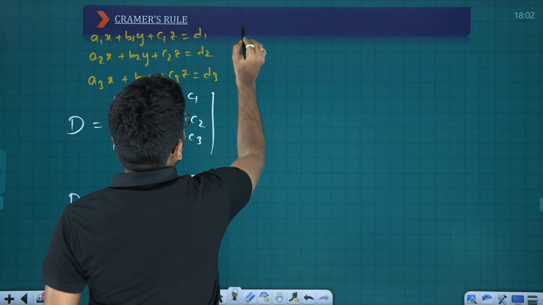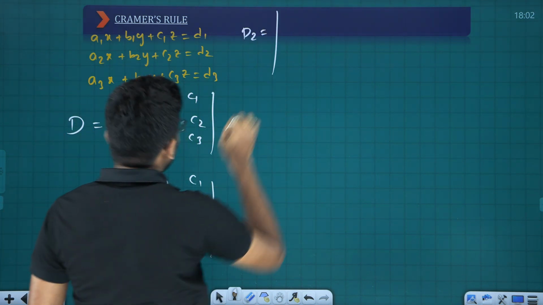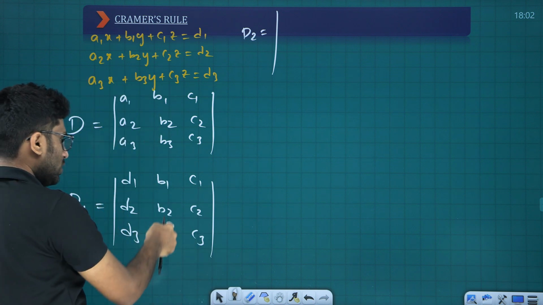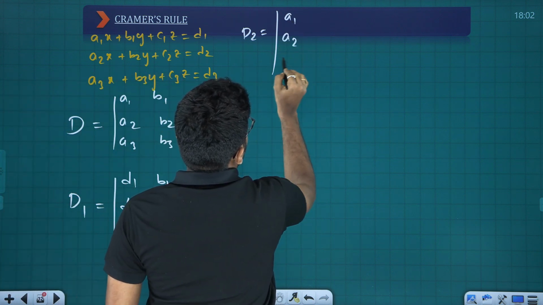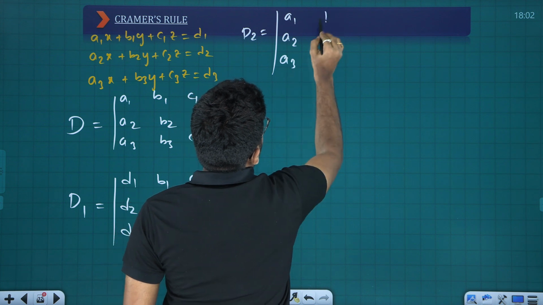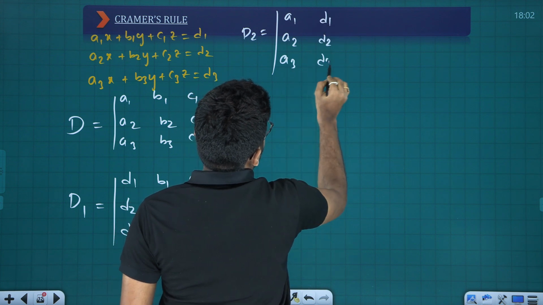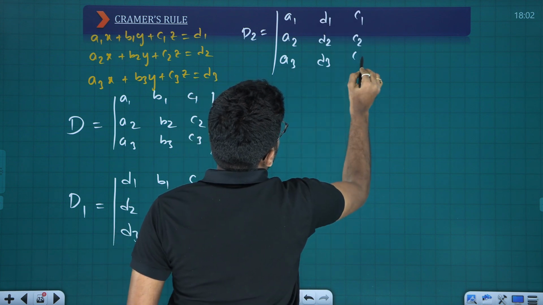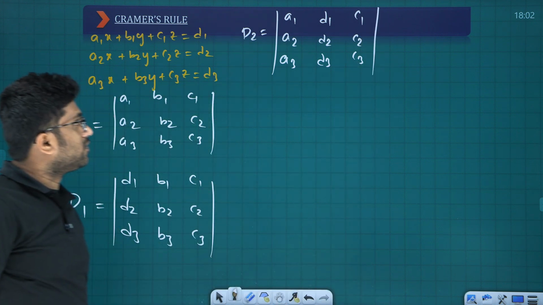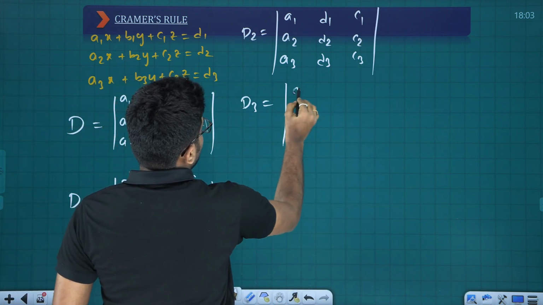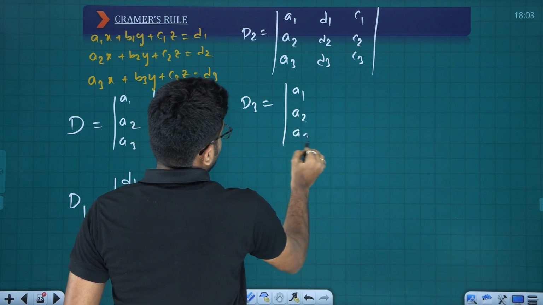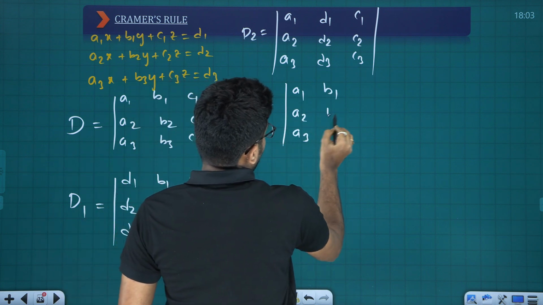And D2 is obtained by replacing b1, b2, b3 with d1, d2, d3. So the first column is the same: a1, a2, a3. Now d1, d2, d3, c1, c2, c3. This is the determinant D2. Next, D3 is a1, a2, a3, b1, b2, b3.